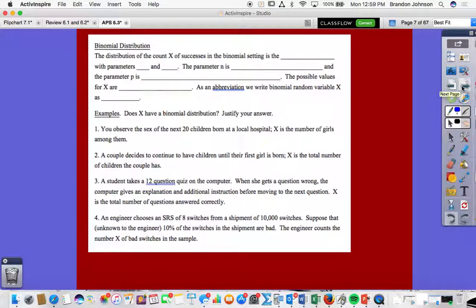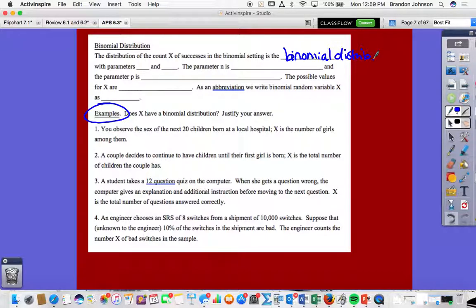So let's keep going. Now, this is where we're just going to hop into this, and we're going to have you actually do this together and see, does it follow our BINS: binary, independent, number, and successes. The distribution of the count x of successes in the binomial setting is the binomial distribution, okay? That's what we call it. It's called the binomial distribution. You write that there? With parameters blank and blank.